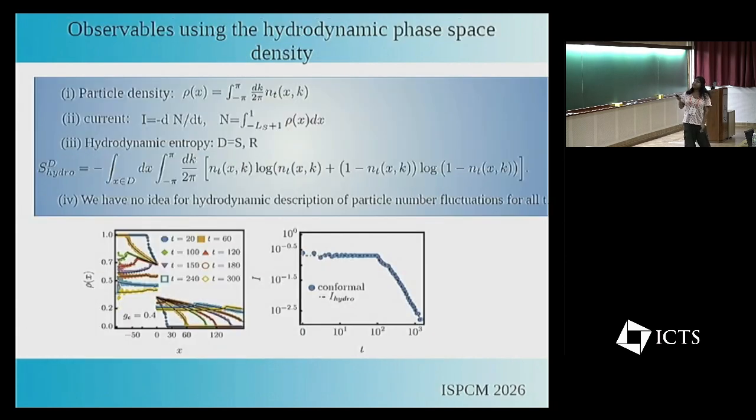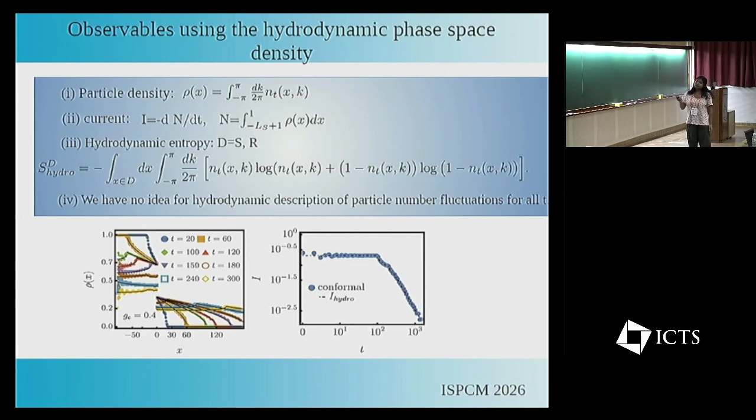Using generalized hydrodynamics, we can calculate different observables. We can calculate the particle density; this is the form of that. We integrate the phase space density over k, and we get the particle density. We can also calculate the current: we can calculate the total number of particles in the system and look at the change of the total number of particles with time. That will give the current.